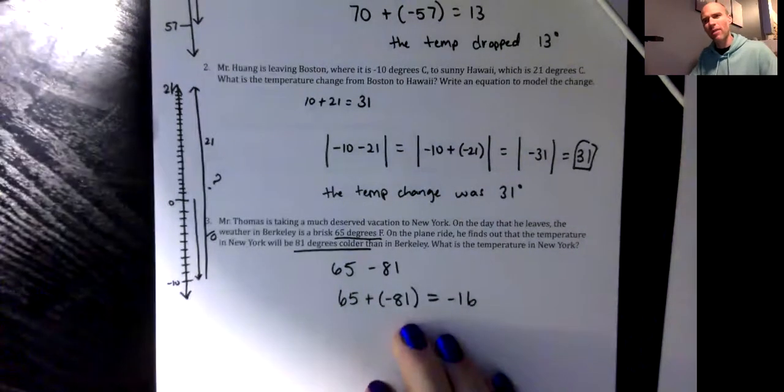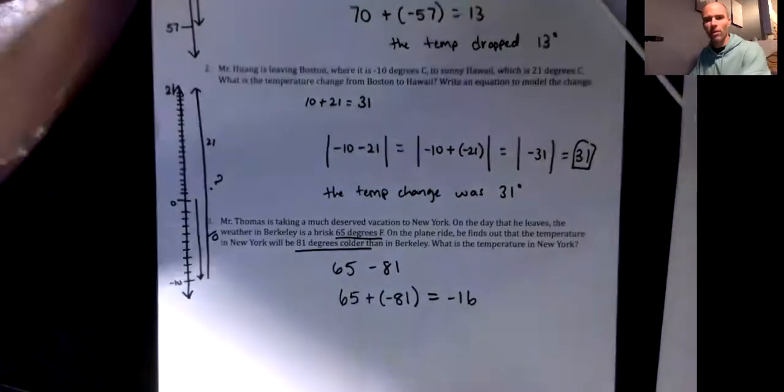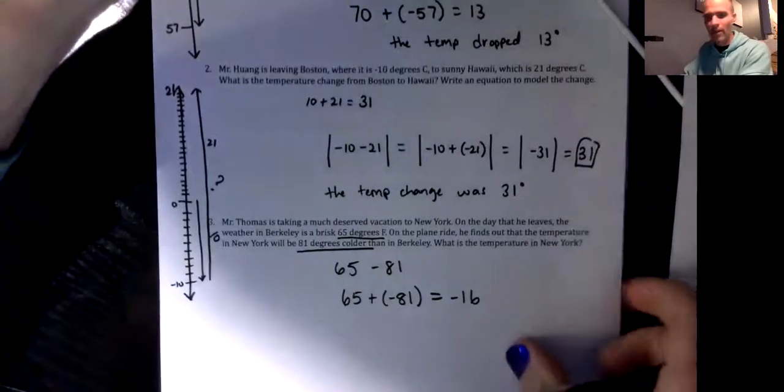So just for the sake of time, I'm not going to write it out, but you should write a little conclusion that says something along the lines of the temperature in New York was negative 16 degrees.